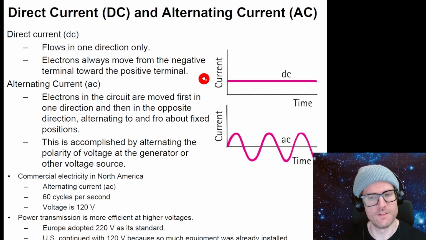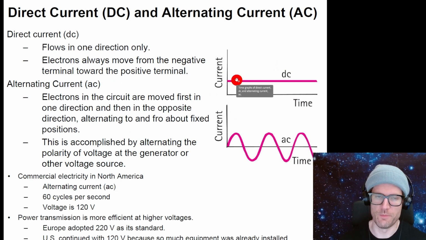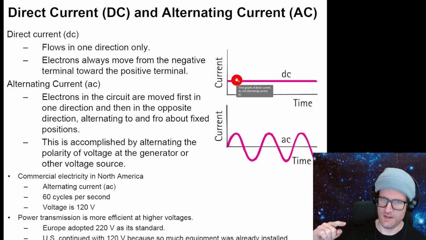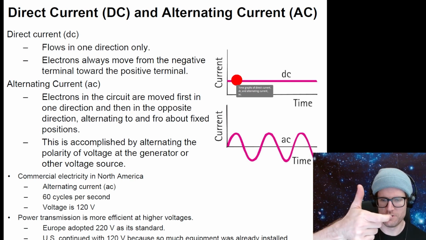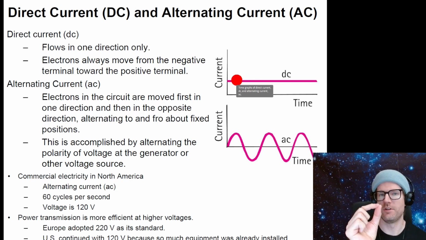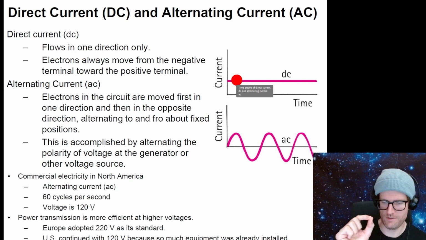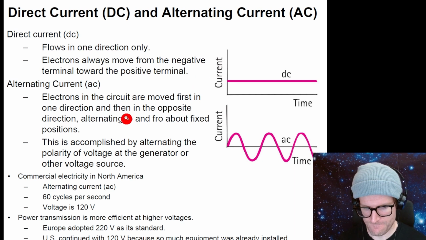Okay, we talked about this. This is DC, where we provide a steady voltage and electrons move in a single direction. If you plug into the wall, the voltage is swapping, going back and forth, so the electrons move back and forth in place. Okay, we won't talk about much more than that.